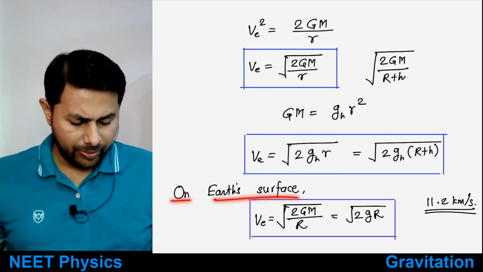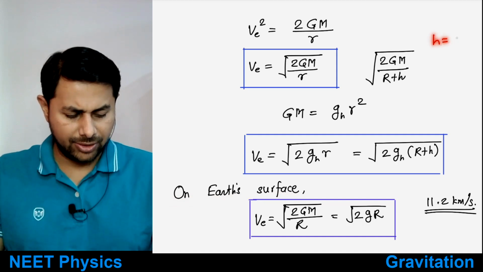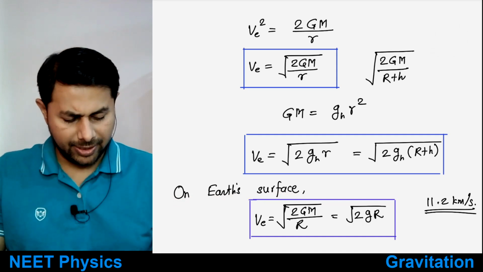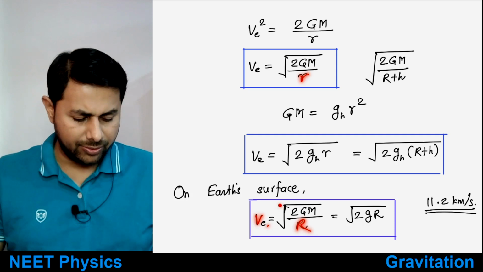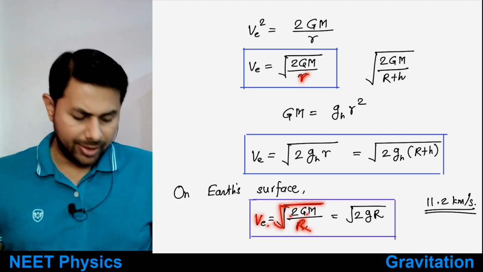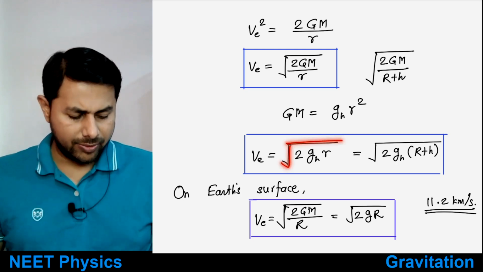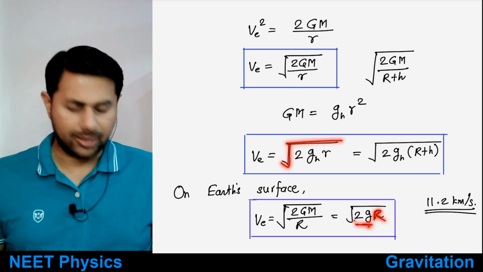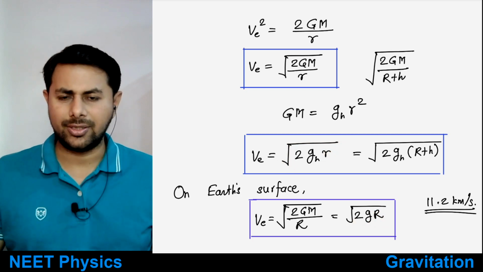And then what will happen on Earth's surface? On Earth's surface, you can take h to be equal to 0, right? Just replace the small r by capital R. So you get v_e is equal to square root of 2GM divided by capital R, and it is equal to another formula, square root of 2 times g, where g is acceleration due to gravity on Earth's surface, into R. The small r will become capital R on Earth's surface. So this is clear.